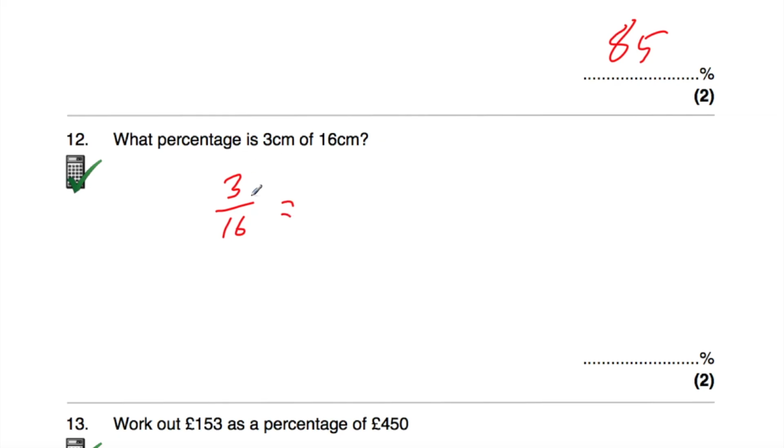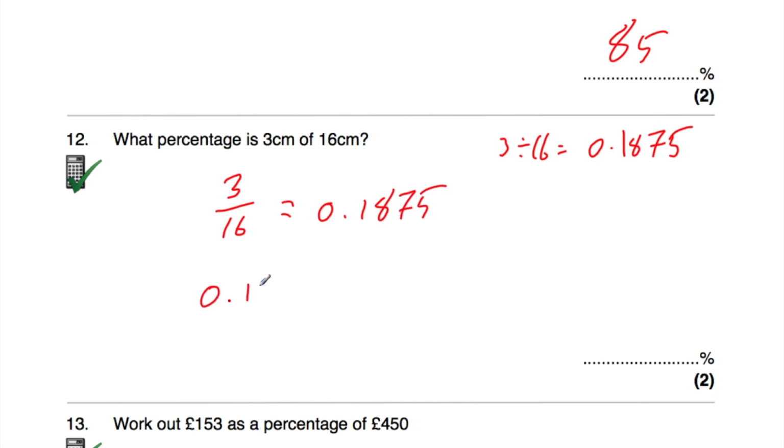So again, we could just put that fraction into our calculator if we wanted to, but I would just do 3 divided by 16. And 3 divided by 16 is equal to 0.1875. So that means that 3/16 as a decimal would be 0.1875. I'm going to times that by 100 now. So I'm going to move those digits 2 columns to the left, so that'll be 18.75. So that means that 3 centimetres as a percentage of 16 centimetres would be 18.75%. And that's it. Okay, let's look at our next question, question number 13.